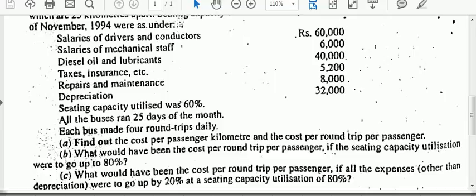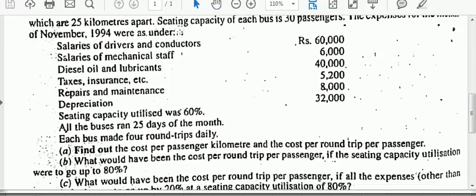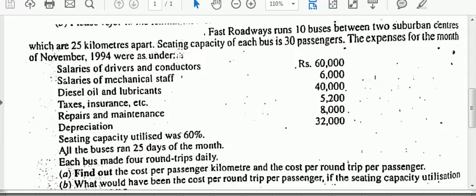Seating capacity utilized was 60%. Now the point to note is that the seating capacity in a bus is 30 passengers, but only 60% of the facility was utilized. All the buses ran 25 days of the month. Each bus made 4 trips daily. There are 25 days, and the distance is 25 kilometers. The number of buses is 10.